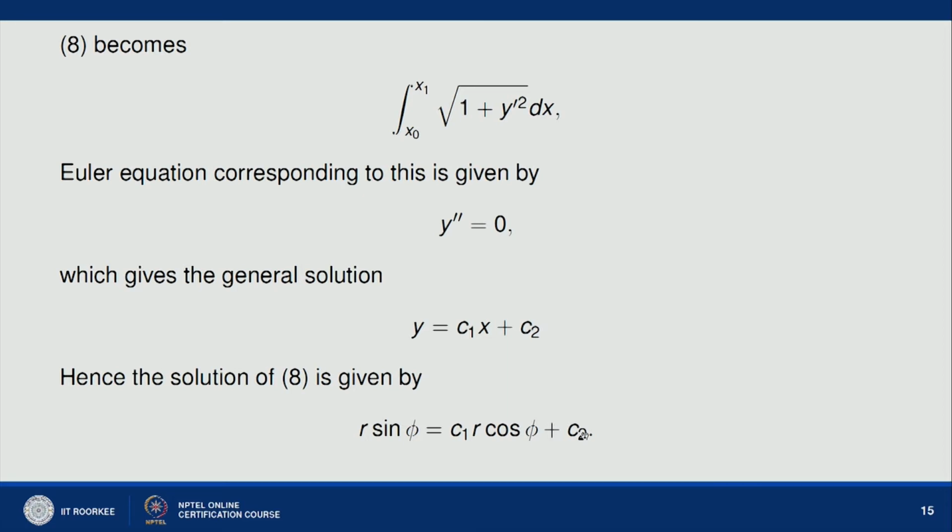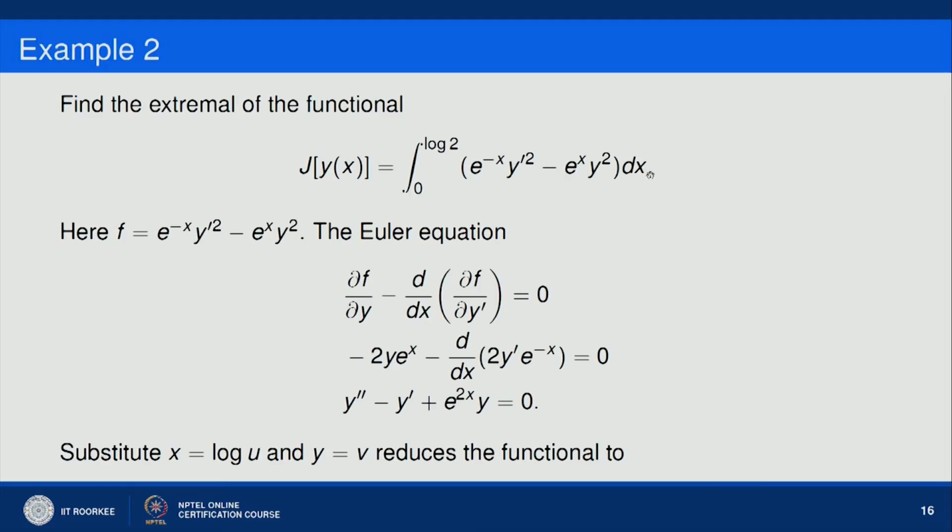Now let us move to the second example, which is to find the extremal of J of y of x, the integral from 0 to log of 2 of e to power minus x y dash square minus e to power x y square dx, given in terms of the rectangular coordinate system xy. Here the integrand is e to power minus x y dash square minus e to power x y square. To find the extremal, we know that it must satisfy Euler's equation, which is f of y minus d by dx of f of y dash equal to 0.